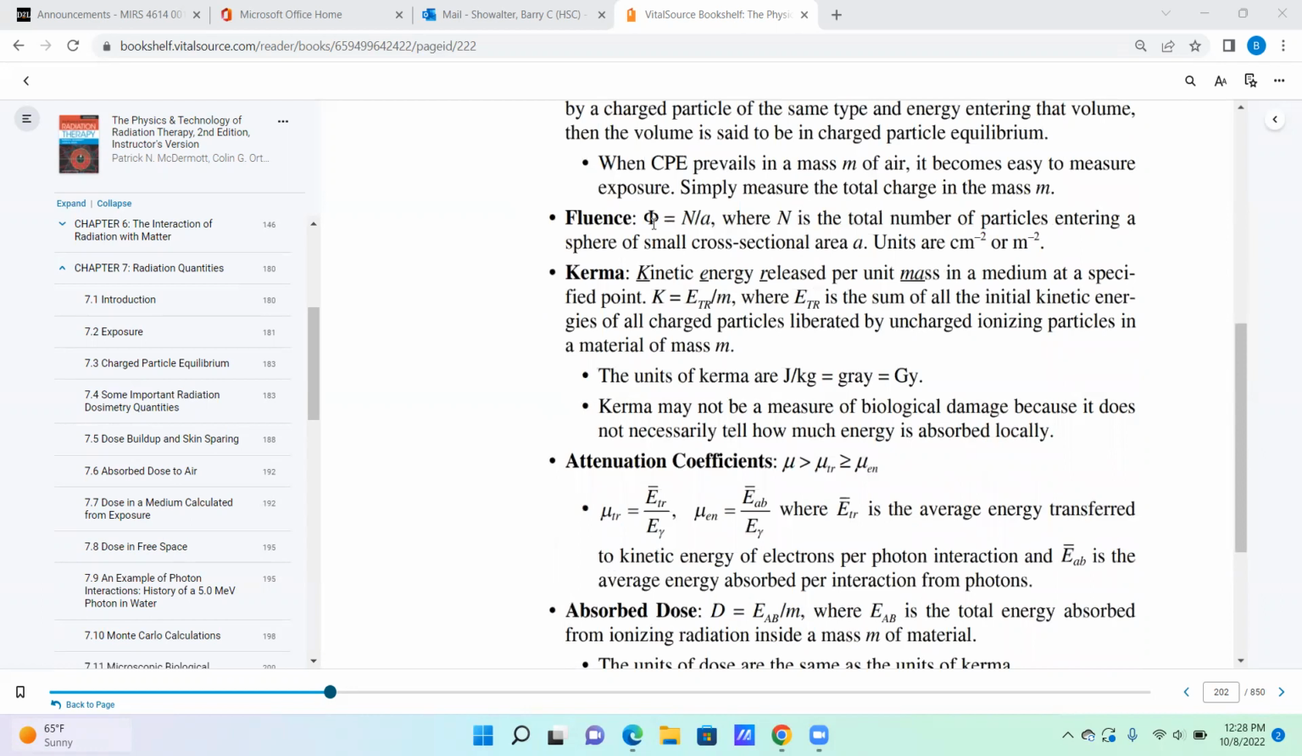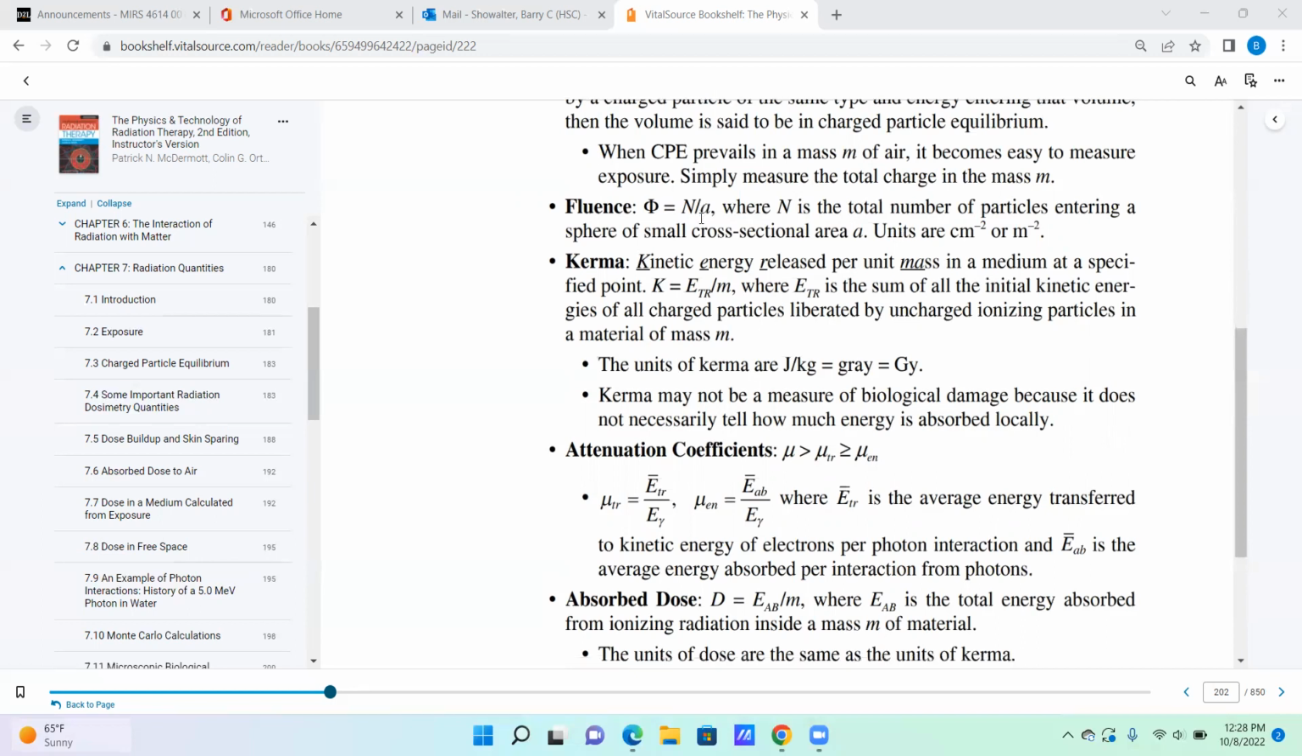Fluence. Fluence, this capital letter phi, is going to be the total number of particles entering a sphere of small cross-sectional area A. In other words, how much stuff you have going through in a particular area. That's what this is going to be discussing.